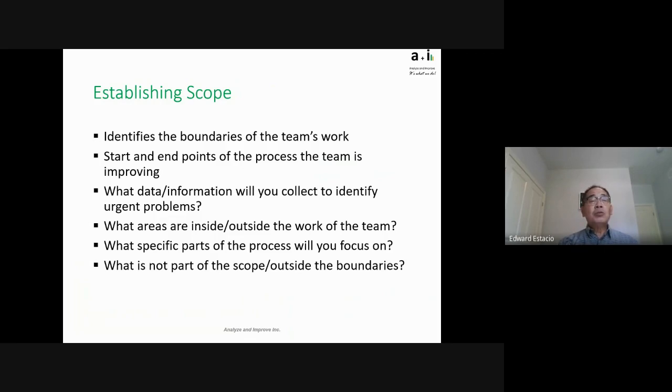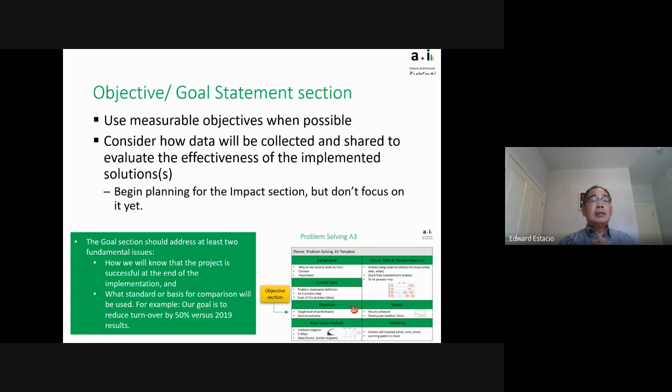When establishing goals, let's make sure we have measurable goals when possible. If we're improving delivery, for example, and we're at 60% right now, if we change it to 61, 62, or 70%, can we measure that? Let's consider how we're going to be collecting that data. Are we even collecting the right data? So let's begin planning for the impact session, which is what will be the effect of all these improvements.